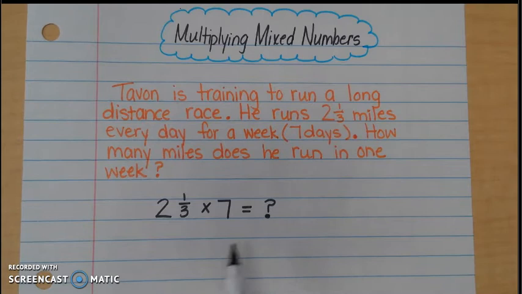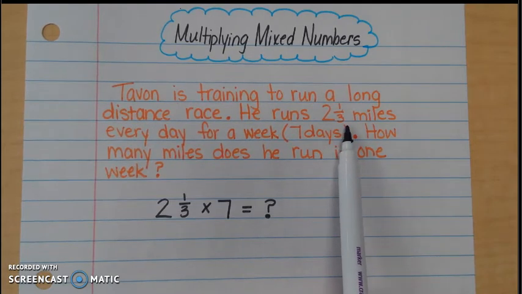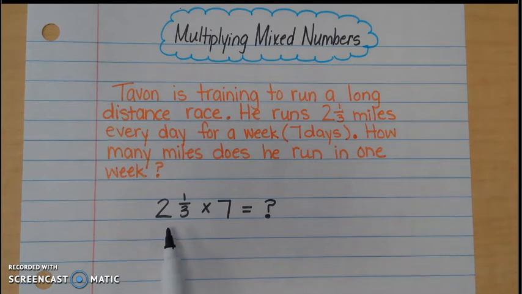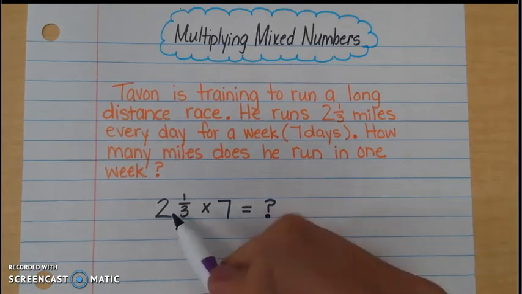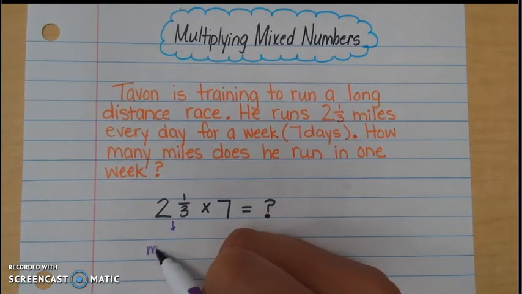So if he's running 2 1/3 miles each day, and there's 7 days, we'll go ahead and multiply 2 1/3 times 7. We have 7 groups of 2 1/3 miles. Now we need to convert or change the 2 1/3 into an improper fraction. Right now it's a mixed number. I'll go ahead and make a note of that.